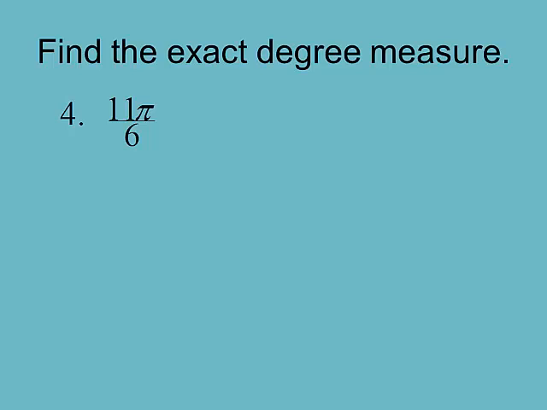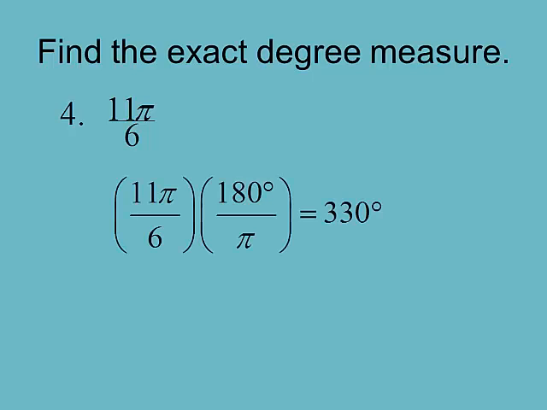And next up is 11 pi over 6. And to no surprise, we multiply by 180 degrees over pi. The pi's cancel. 6 goes into 180 30 times. 30 times 11 is 330. So 11 pi over 6 is exactly 330 degrees.